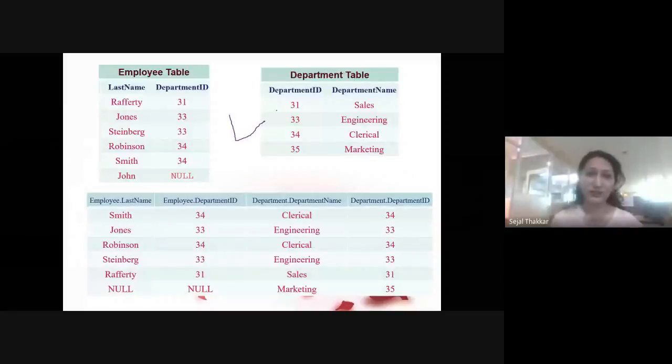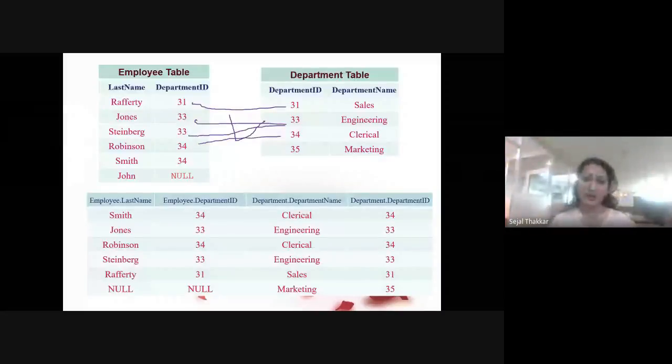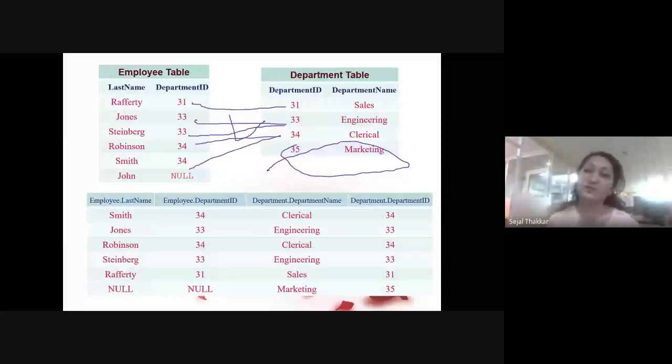Right, we have to find out the matching values first. 31 is having a matching value. Again, 33 is having a matching value. 33 is having a matching value. 34 is having a matching value. You can see here 35, marketing department. It doesn't have any matching value in the first table, even though it will come because it is a right outer join. So all the values of the right side will come, whether a matching value is found or not. If not found, in that case, we have to write down null.